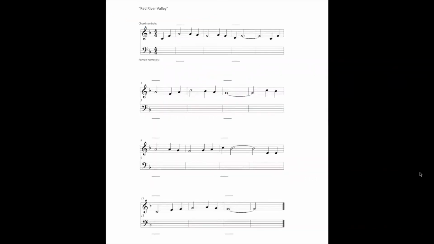So this melody I've shown here is a tune called Red River Valley. I've only shown you the melody, and what we are going to do is figure out what chords might sound best with this melody. So step one is getting to know this melody. If you want, you could pause the video and try to sing this on solfege. You should be able to do that by now.